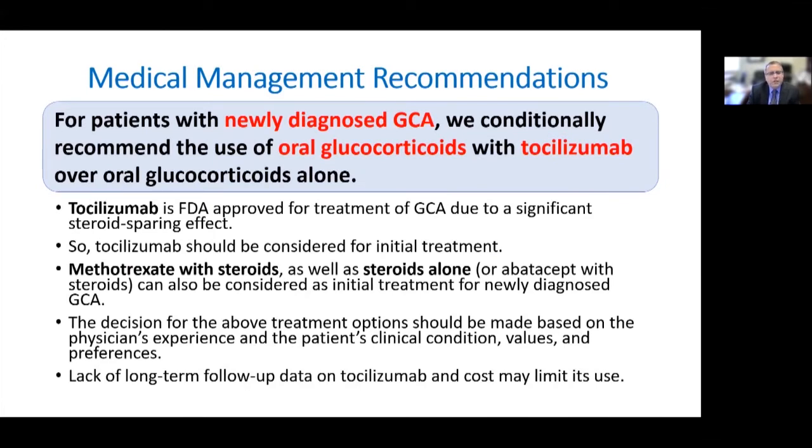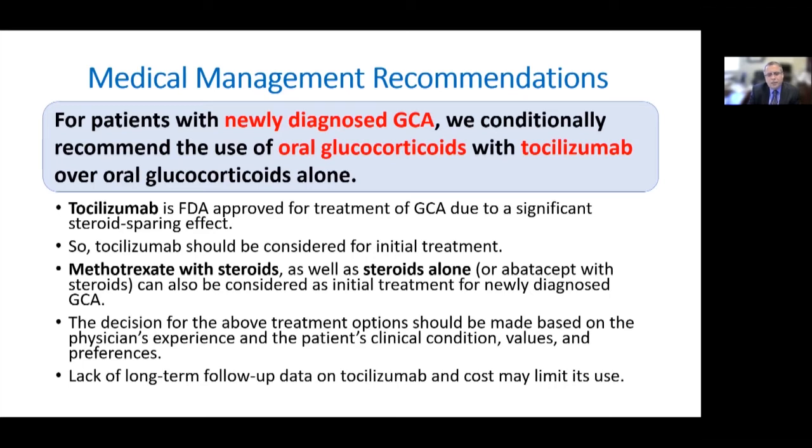So if a patient is diagnosed with GCA currently and we start the steroids, do we start the steroids by themselves, which has been the traditional way of managing GCA, meaning prednisone 60 milligram, and gradually tapering within a year, 2 to 3 years? Or do we add a steroid-sparing agent, in this case, tocilizumab, rather than just steroids alone? And we'll talk about this, but tocilizumab was indeed the only FDA-approved treatment for GCA after a publication of this main study in 2017.